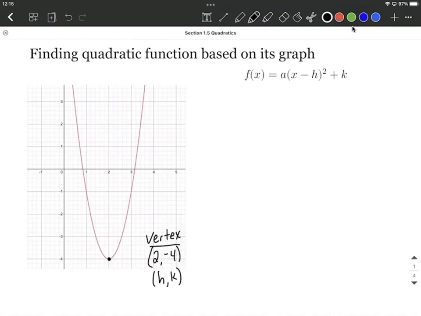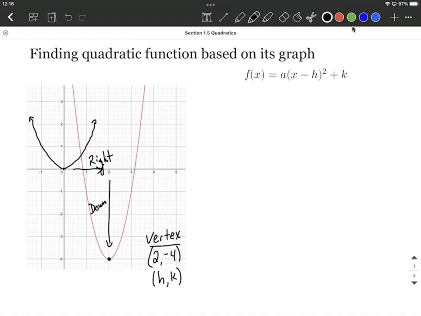Or another way I like to think about it is the standard x-squared graph has its vertex at (0, 0), at the origin, and kind of goes up from there. So I like visualizing this as that vertex has been moved to the right 2 and down 4 to be located at (2, -4).